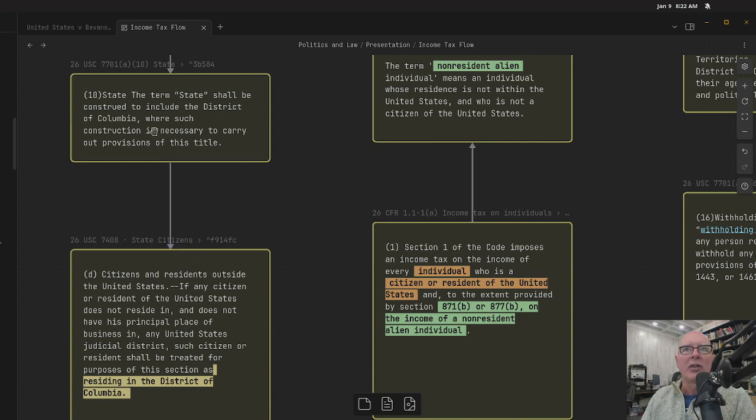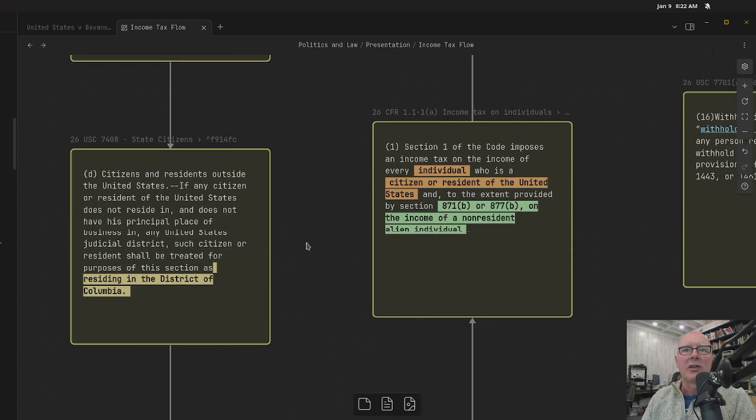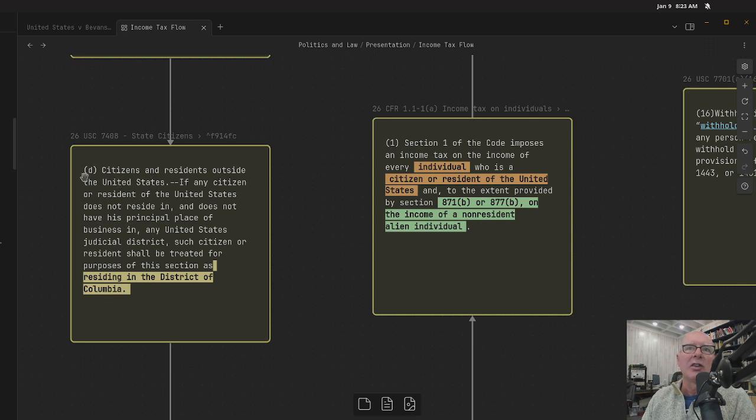All right, so we know what a state is: a District of Columbia. So now let's look at a state citizen. It says citizens and residents outside the United States. Now, you could assume, and it can mean that you're not in the United States of America. You've actually left and gone to France. So that could be another interpretation of this. But it says if any citizen. So the first thing is that you have to be a citizen, and we've already covered that a citizen is a citizen of the District of Columbia, because that's what it says.